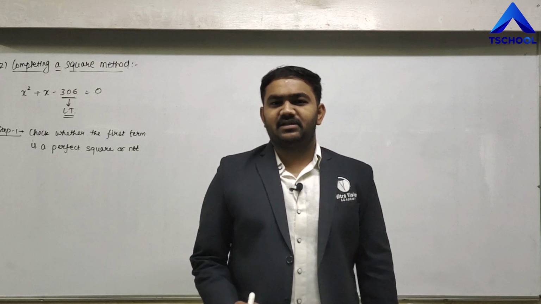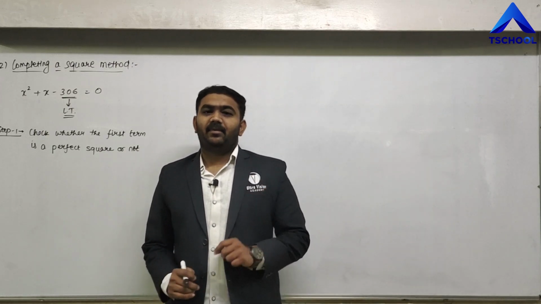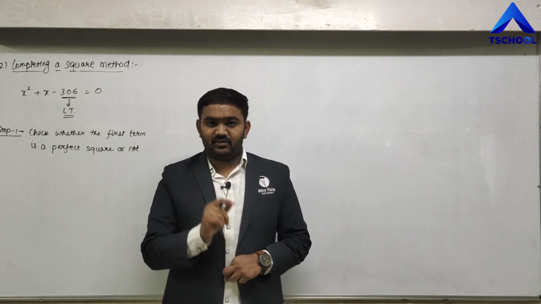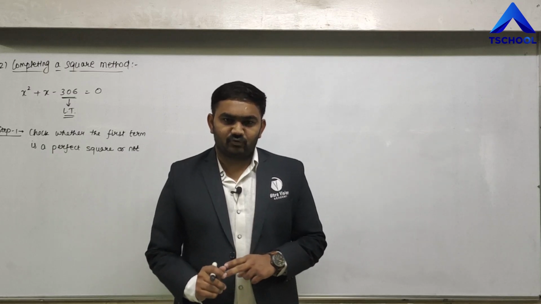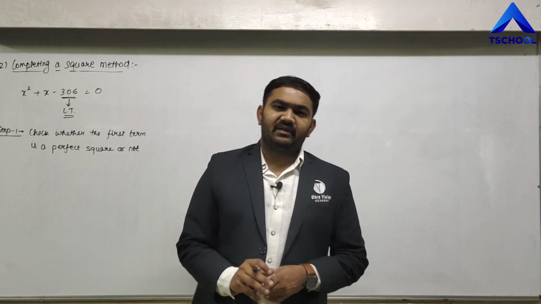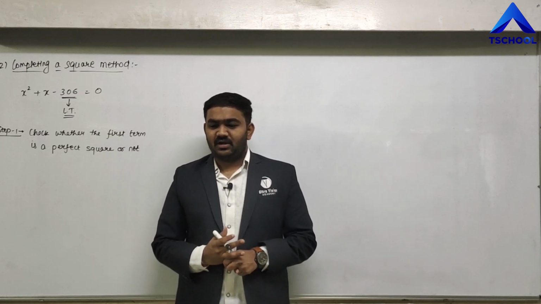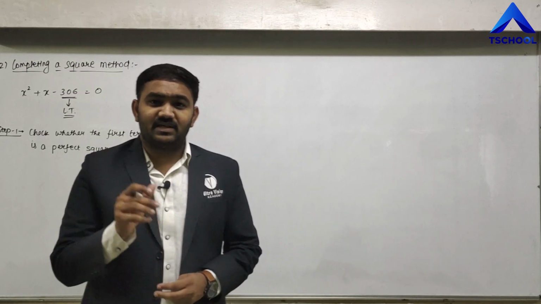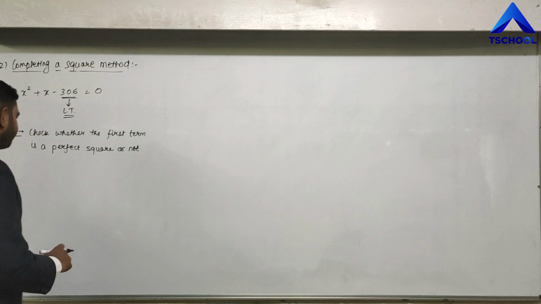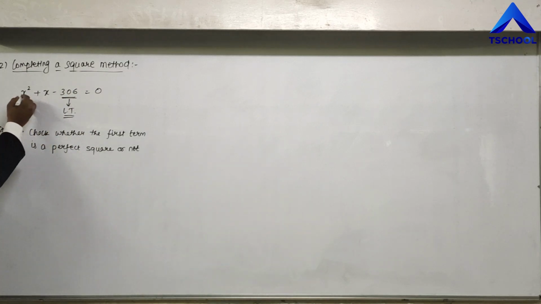How to check whether it is a perfect square or not? See, the perfect squares available to us in numbers are 1, 4, 9, 16, 25, 36, 49 and so on. These are all the perfect squares because the square root of them is a perfect integer. Now check here that the first term is x square. The coefficient associated with x square is 1. So we can say that yes, this is a perfect square.